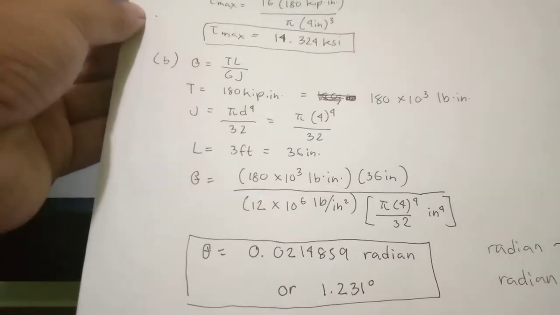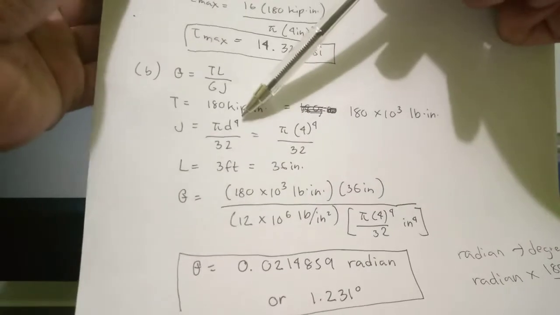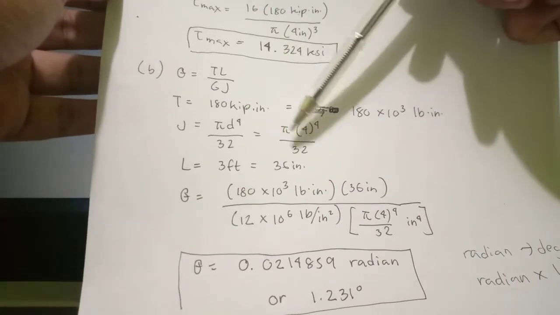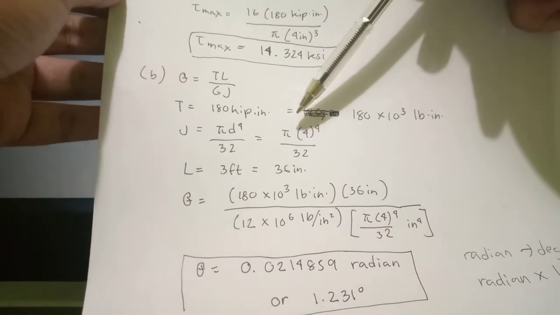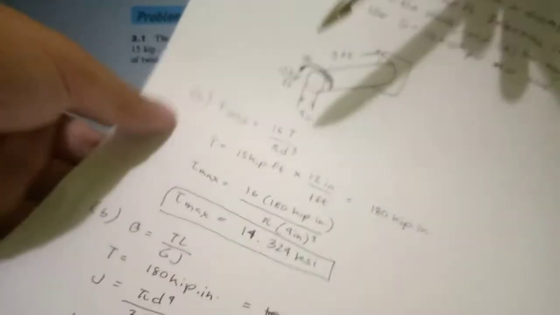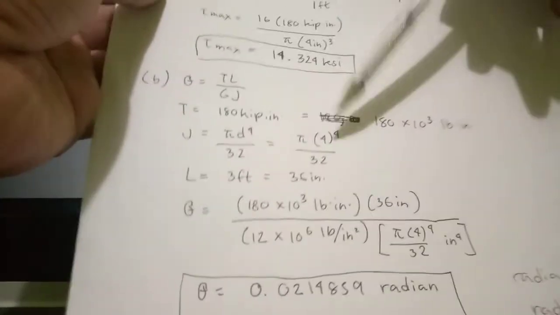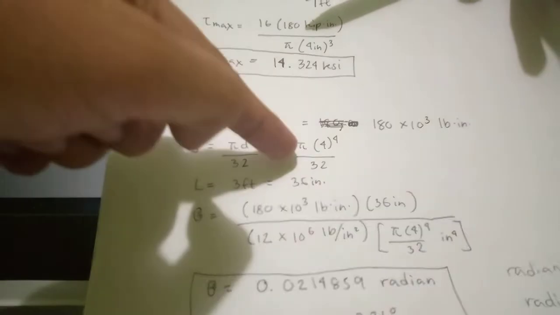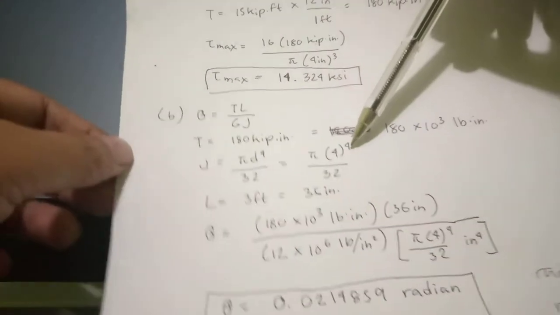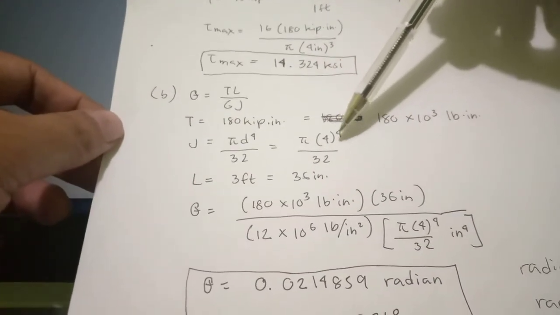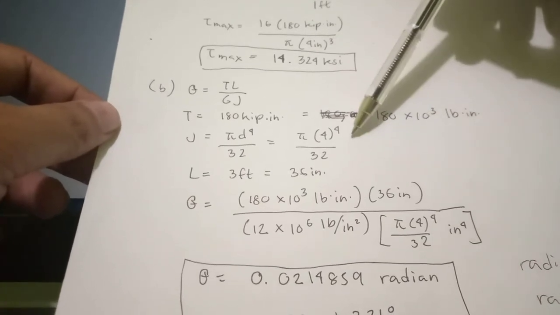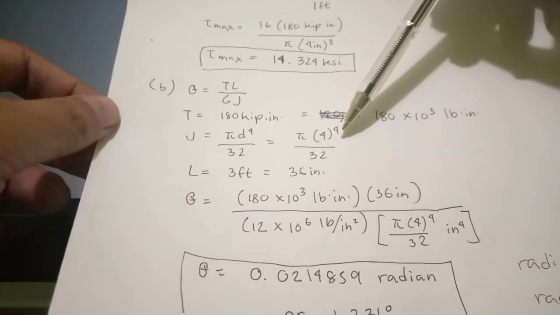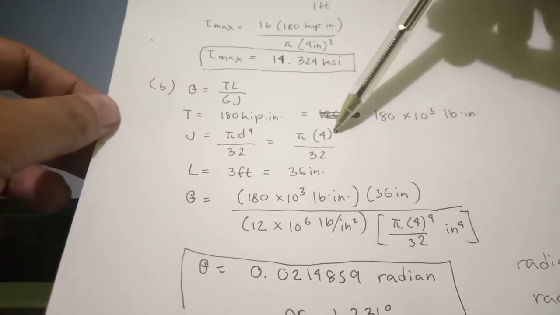Okay, so this is the formula for polar moment of inertia for a circle: pi times d to the power of 4 over 32. We just substitute the value of the diameter to this formula, so we get pi times 4 to the power of 4 over 32. In order that we will not have a round-off error, I take it as it is.